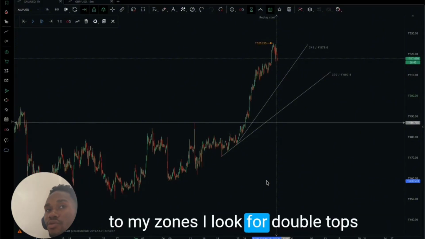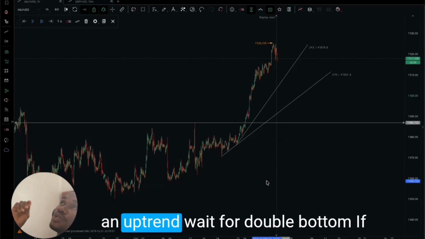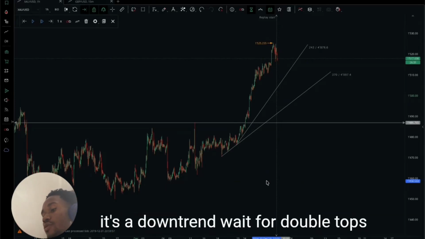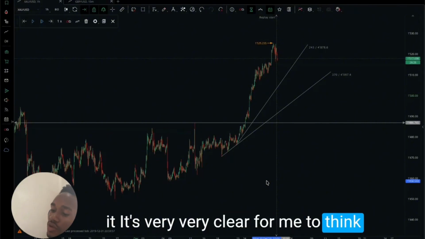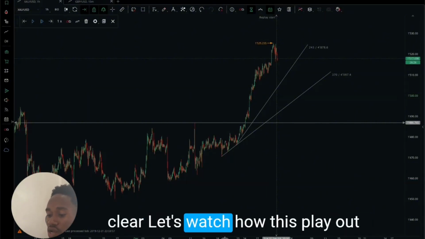When I get to my zones, I look for double tops, double bottom, sorry, right? If it's an uptrend, I wait for a double bottom. If it's a downtrend, I wait for double tops, right? And the double bottom has to be clear, alright? That's very, very clear for me to think of entering that trade, right? So basically, let's watch how this plays out.